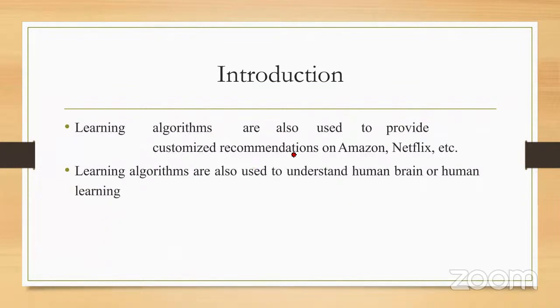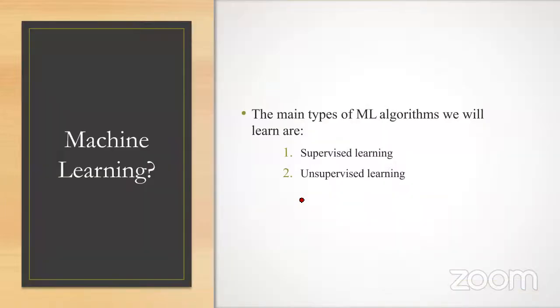Learning algorithms are also used to customize recommendations by sellers like Amazon or Netflix. Based on the movies that you start to watch, it will give you some recommendations. Learning algorithms are also used to understand the human brain and human learning, in order to try to predict the future performance of a certain human.